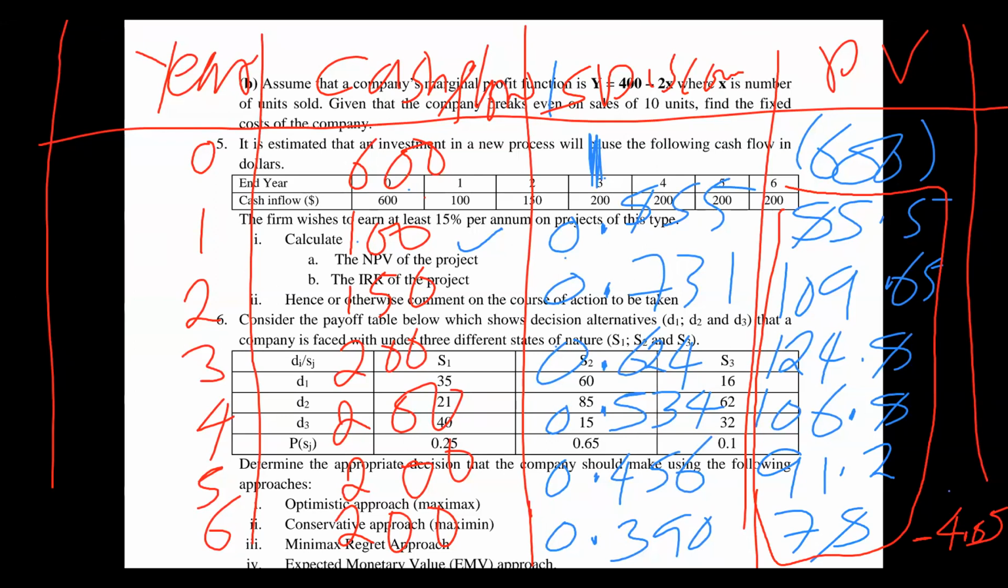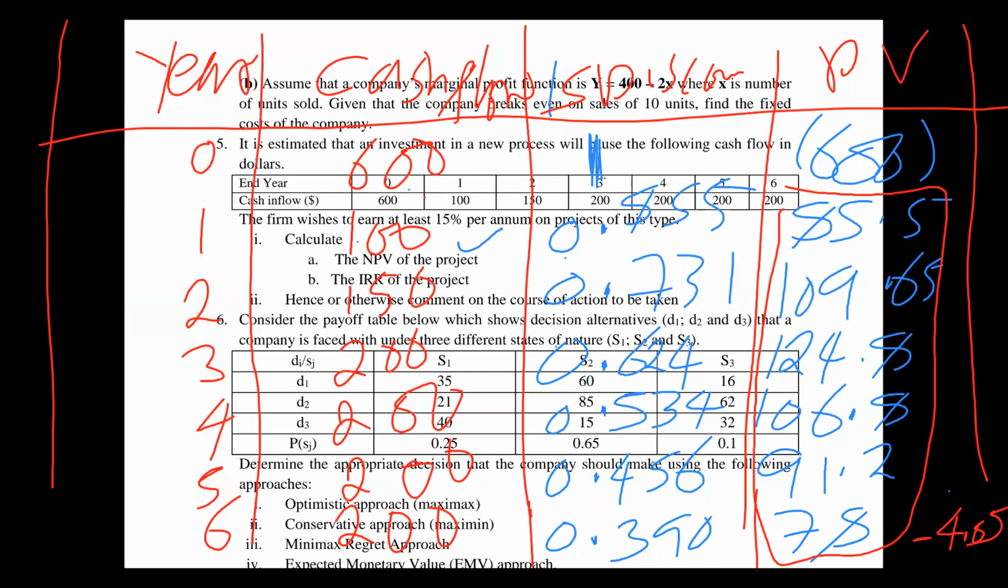Because the first question says, calculate the net present value, NPV, for the project. So I'm calculating the net present value. The net present value was found as 32.2. Is that clear? Yes, sir.